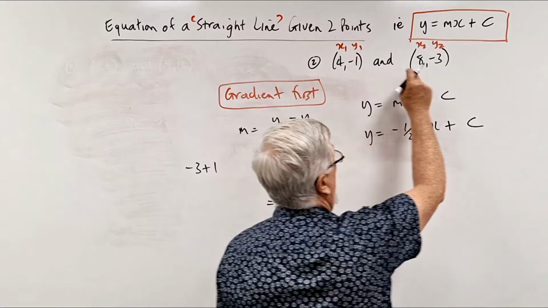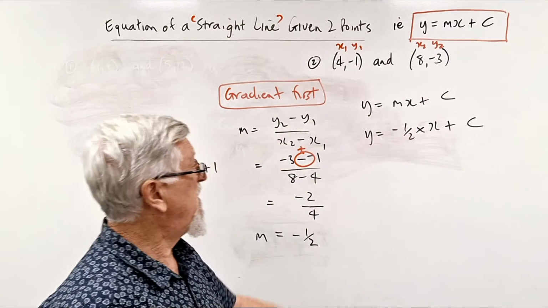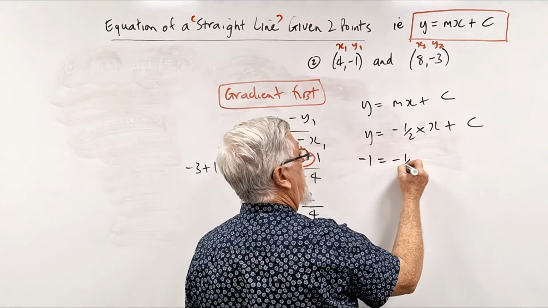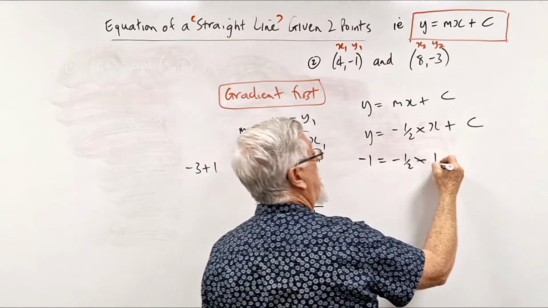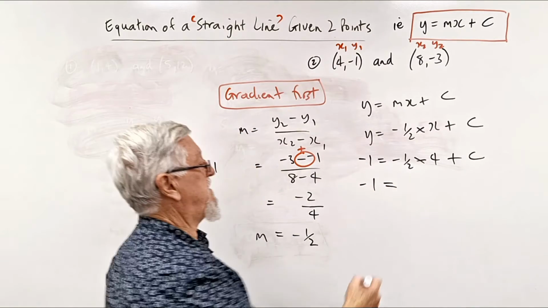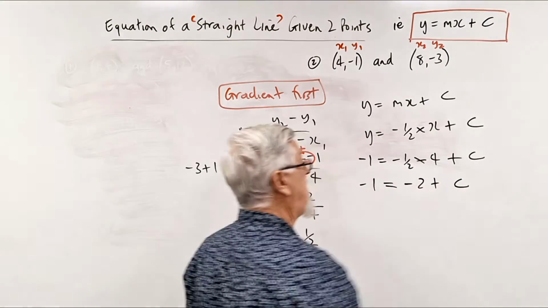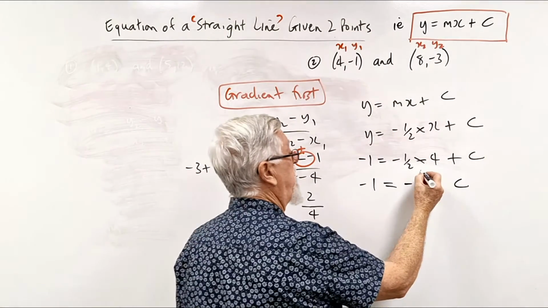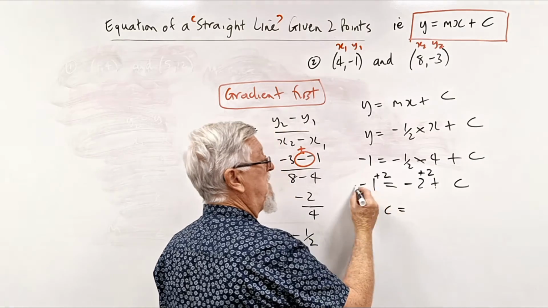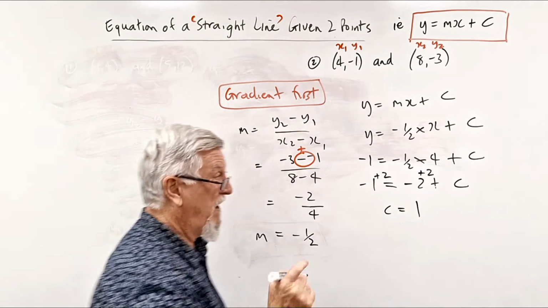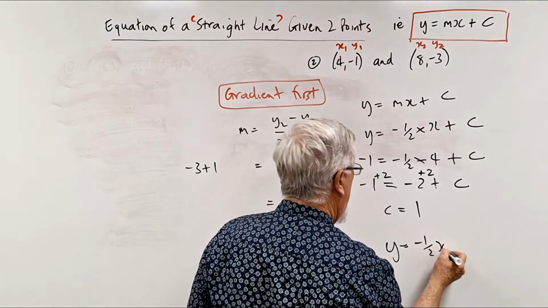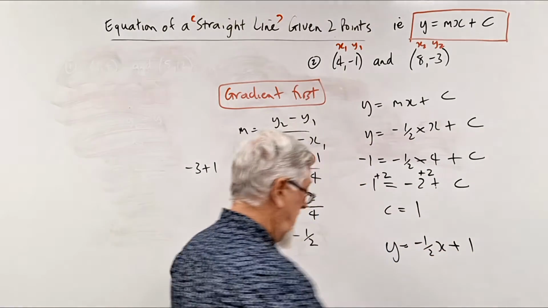It doesn't matter which one. I'd always pick the small numbers. So the y value is minus 1, equals minus a half times the x value. And what have we got? Minus 1, got to watch out for silly mistakes, equals minus 2 plus c, and people make so many mistakes. So if I add 2 to this side and add 2 to that side, I've got c here, minus 1 plus 2 is 1. So here's our equation, nice and easy. We've got y equals minus a half x plus 1, and there's our second equation.